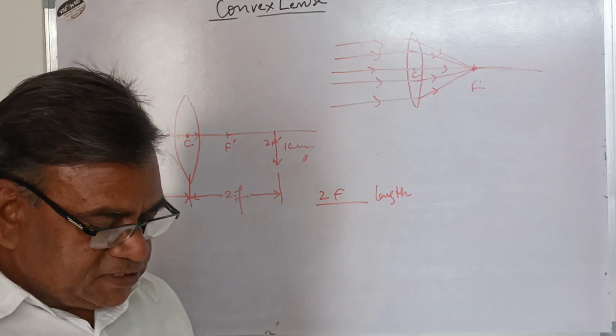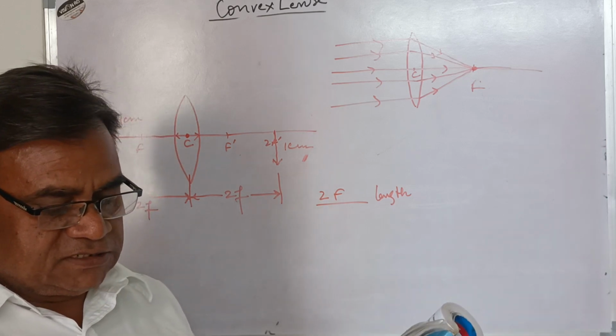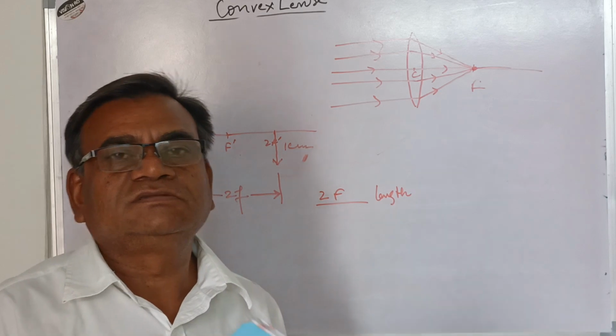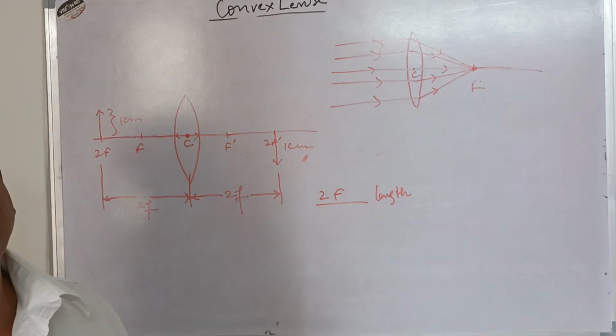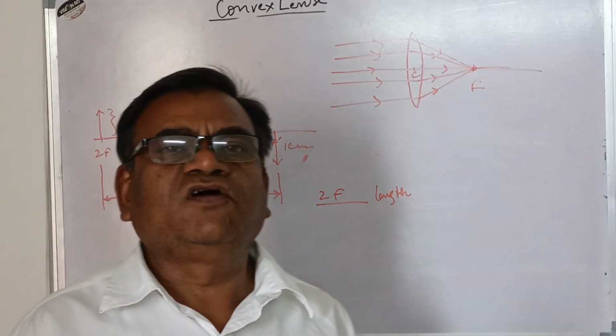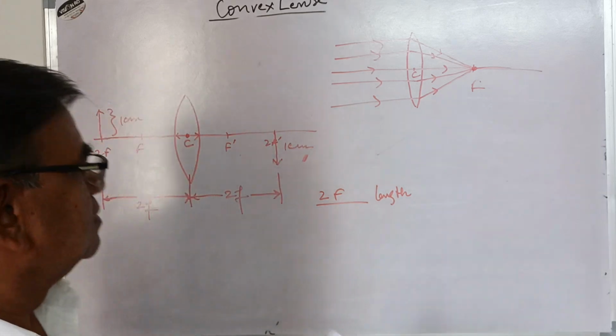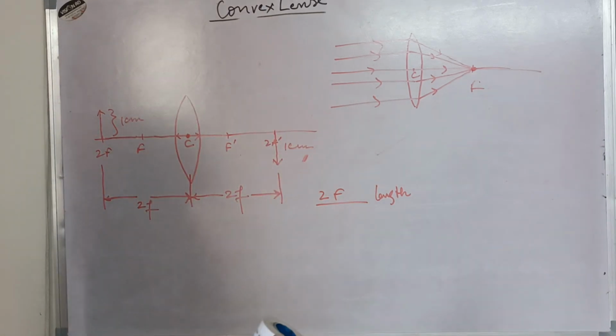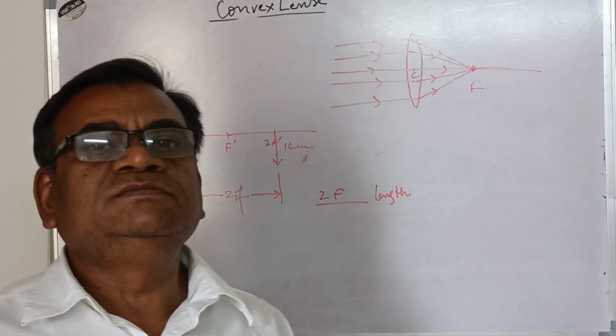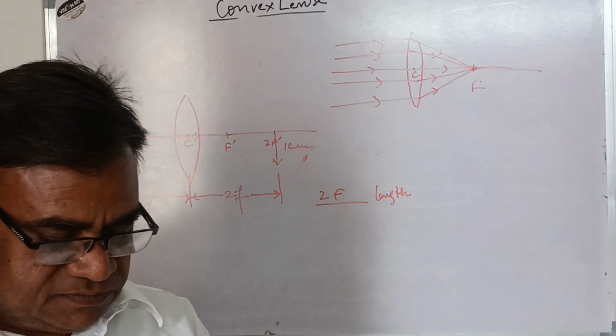If an object is placed at the focus of a convex lens, where will the image be formed? Focus, infinity, image. This is the sun's image, very far. So when the object is at focus, the image will be at infinity.